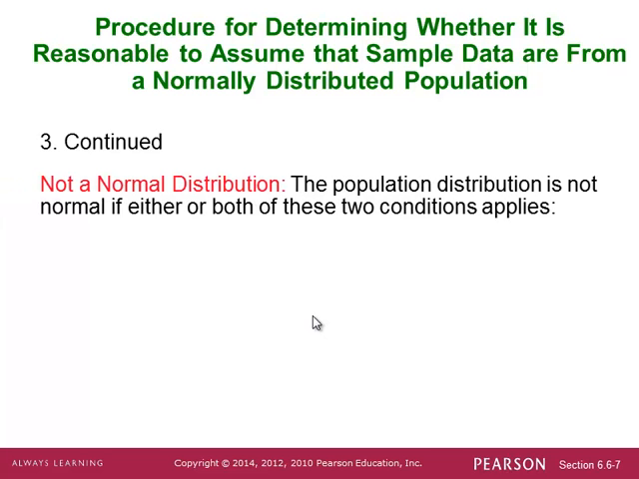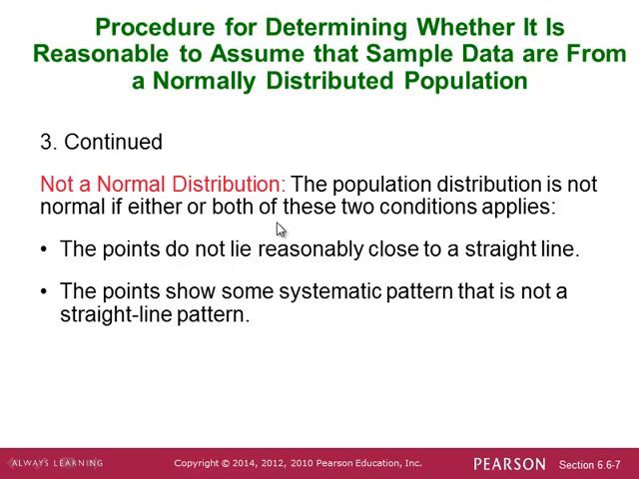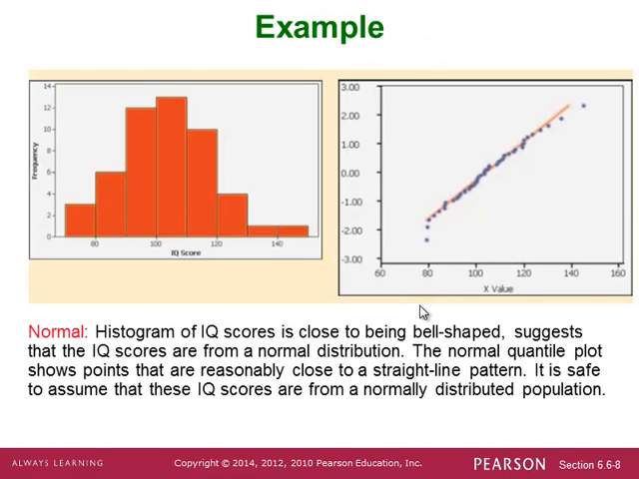Now, when you're looking at your quantile plot, here are two things to see if your population is not normally distributed. Number one, the points do not lie reasonably close to a straight line, or the points show some sort of systematic pattern that is not a straight line pattern. Okay? If one or the other of those conditions are met, then you probably have not sampled from a normal population.